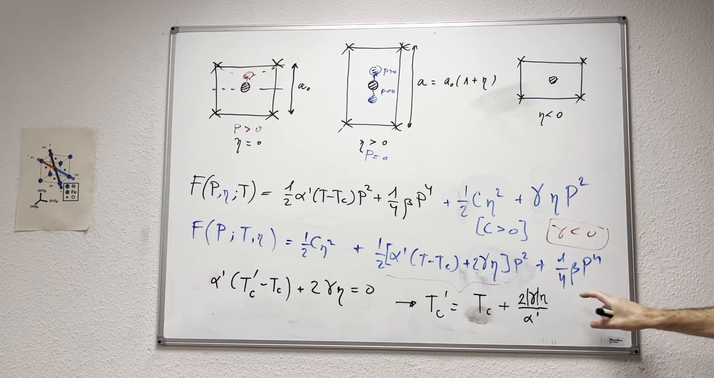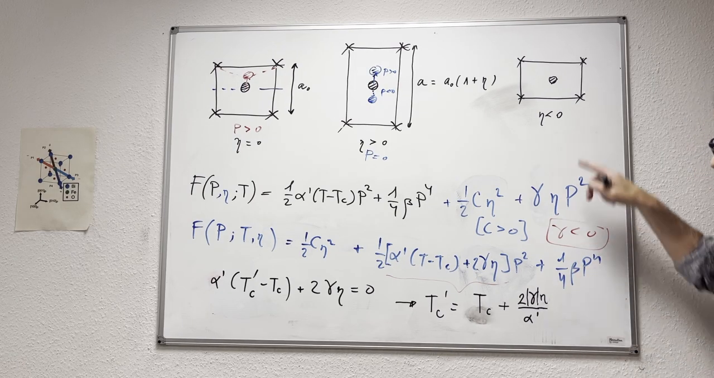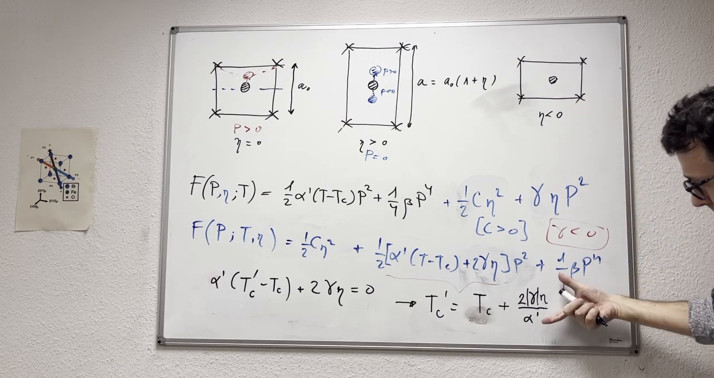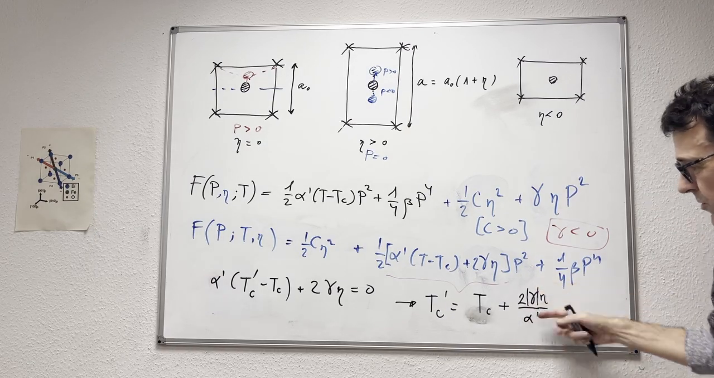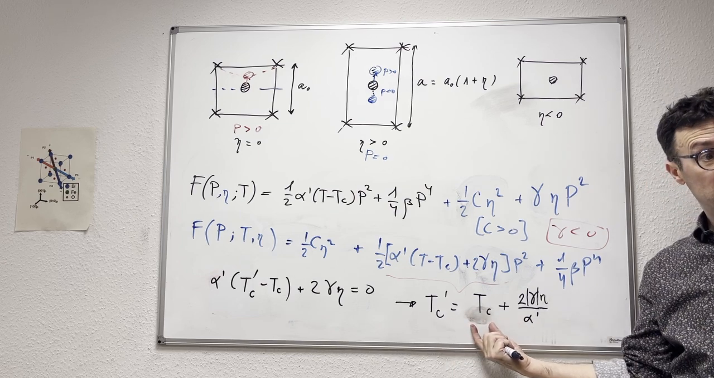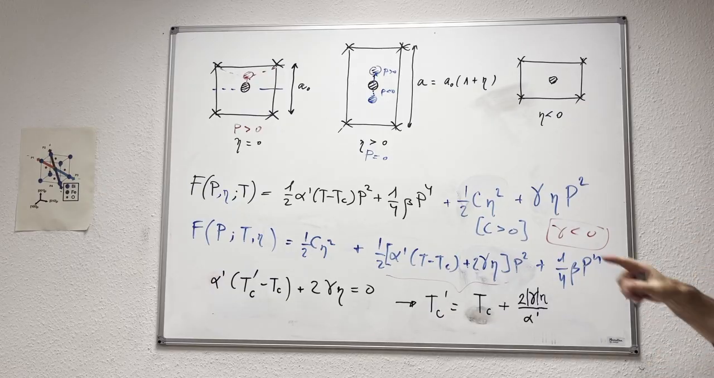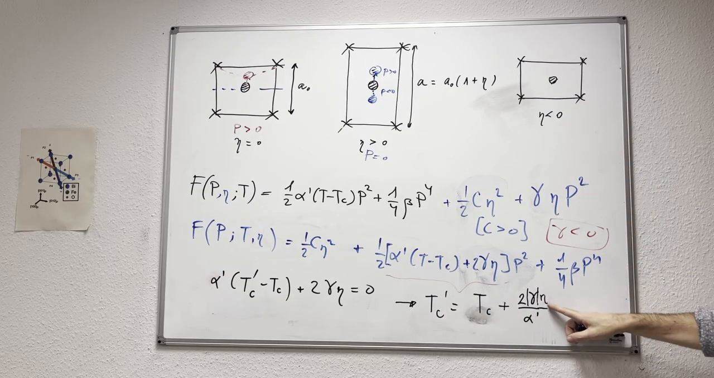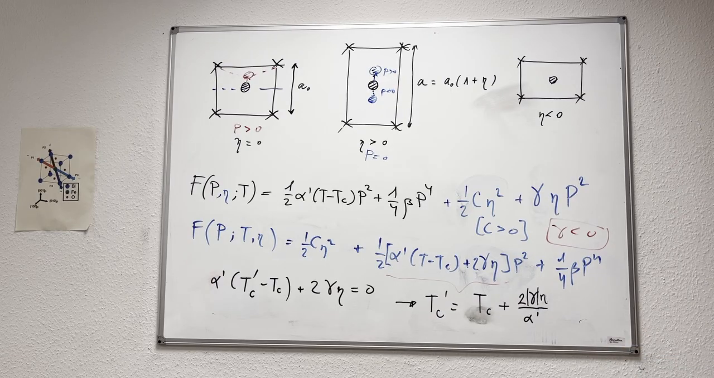So this means that when I compress, if I make eta negative, then of course this is a negative contribution and I get a modified Tc that is smaller than my original Tc. Is that clear? For compression. Compression means eta negative, so this becomes a minus sign and my Tc becomes smaller than the original Tc.